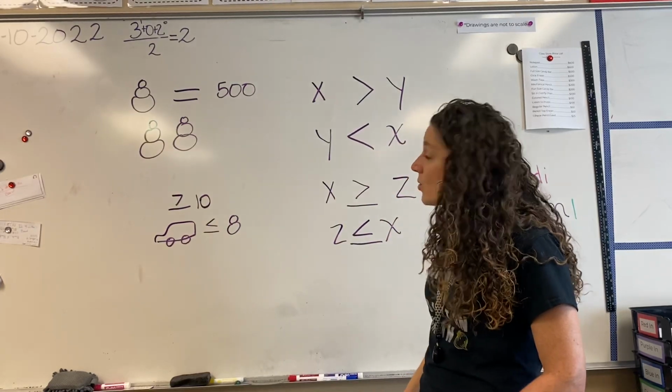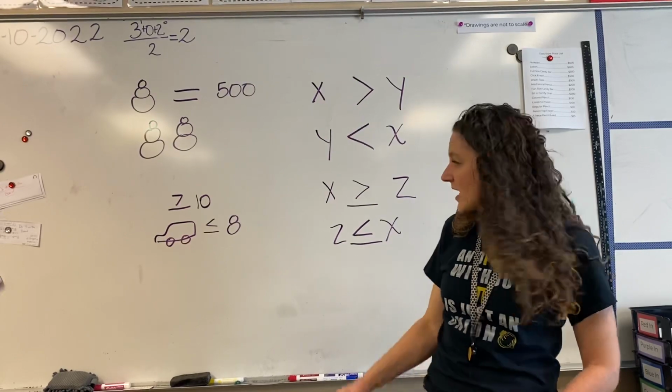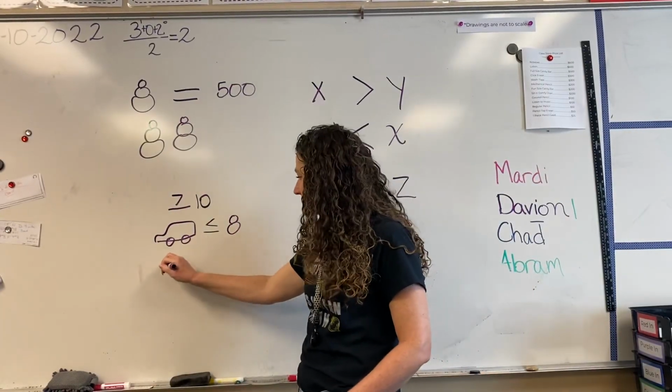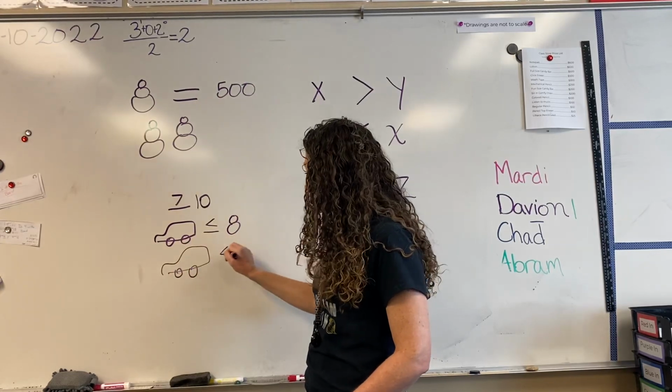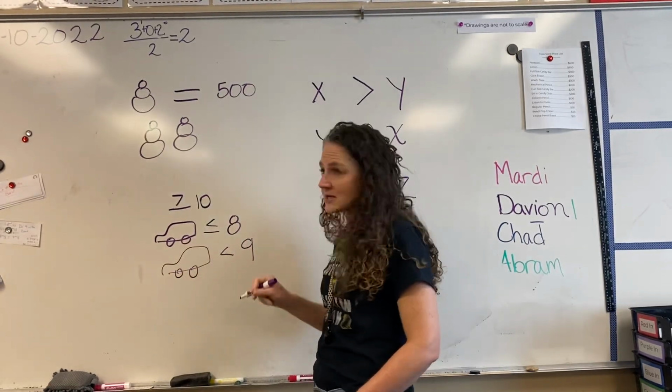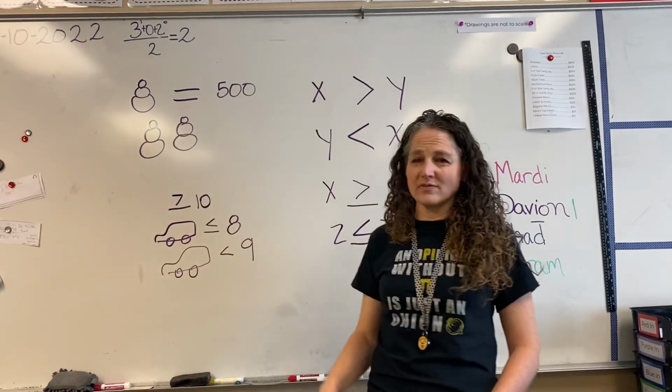So how else could I say that I can fit less than 9 people in the Suburban? Would that also work? That my Suburban has to be less than 9 people? Yes. I could just say that it has to be less than 9, but this includes things that are fractions. Can I have half of a person?